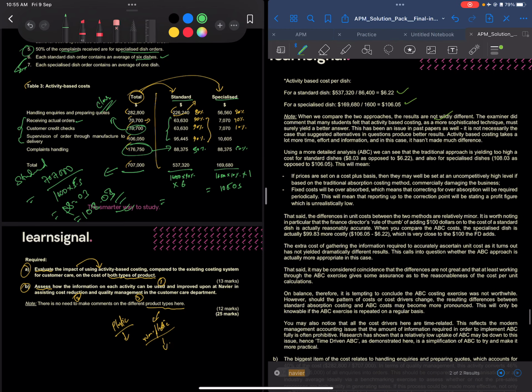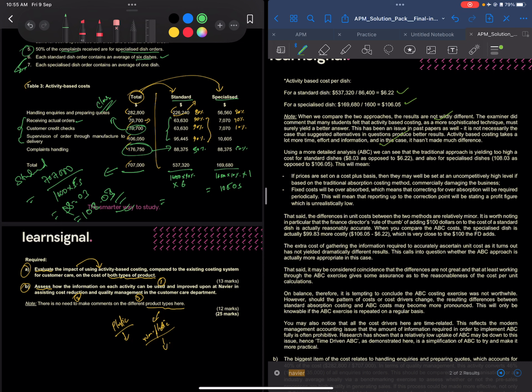The note is basically that the results are not different, and many students felt that ABC is a more sophisticated technique that will surely yield a better result. That has been an issue in the past as well. It is not necessarily the case that the suggested alternatives in the question produce better results. Activity based costing takes a lot of time and effort. So in this case, it had not made much difference, right?